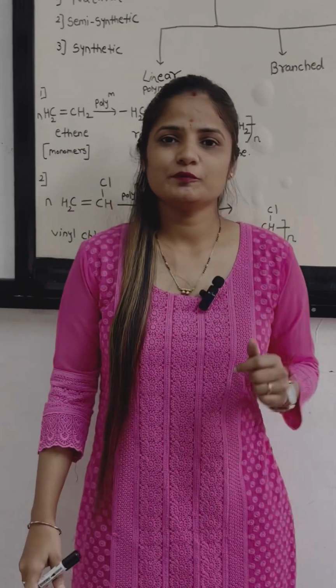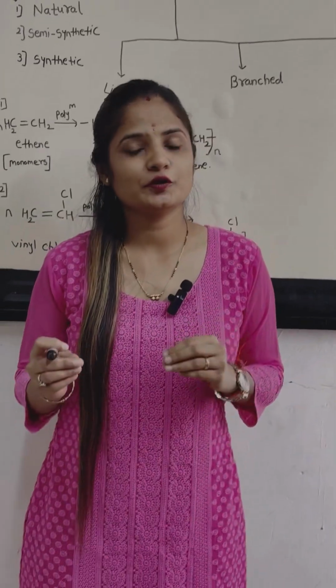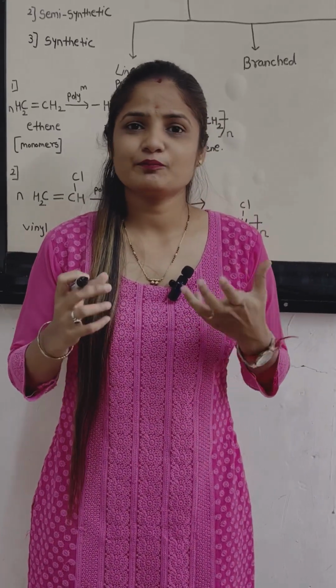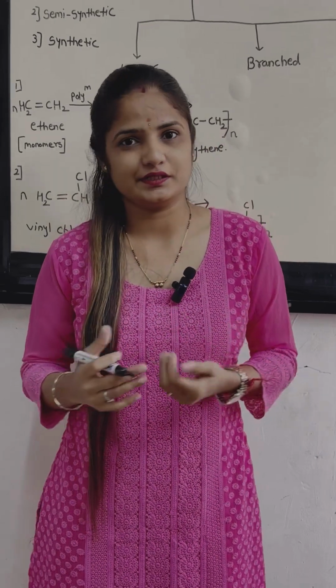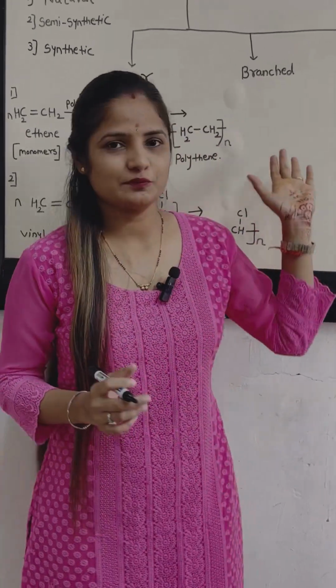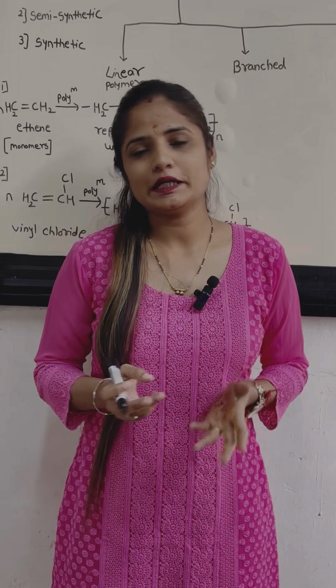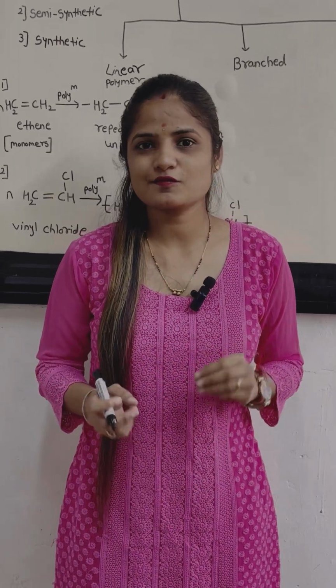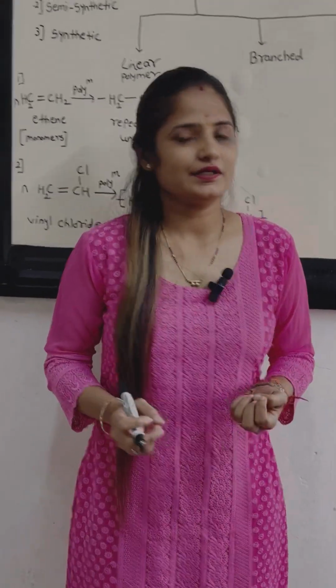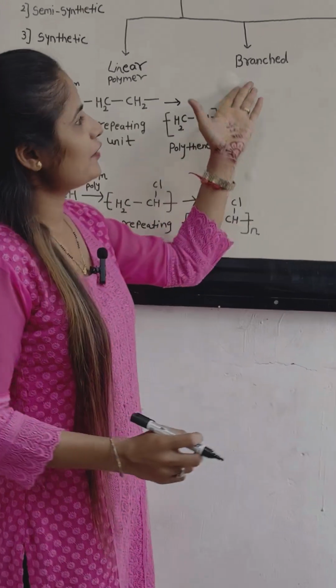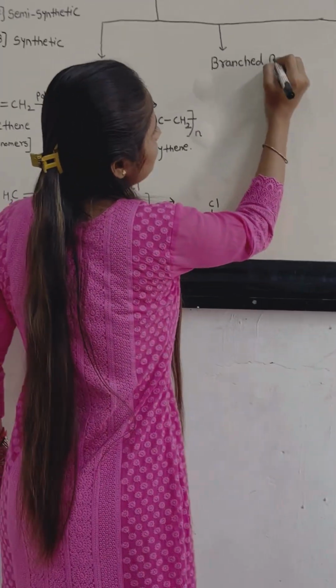The linear polymer has a high molecular weight, high melting point, and high density, as compared to a branched polymer, which has a lower melting point, lower tensile strength, and lower density. Okay, so now we have to study the branch polymer.